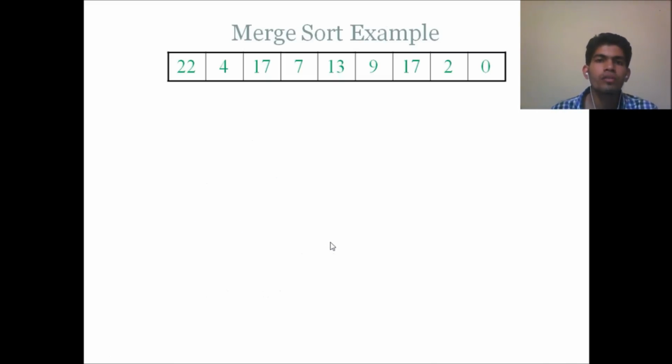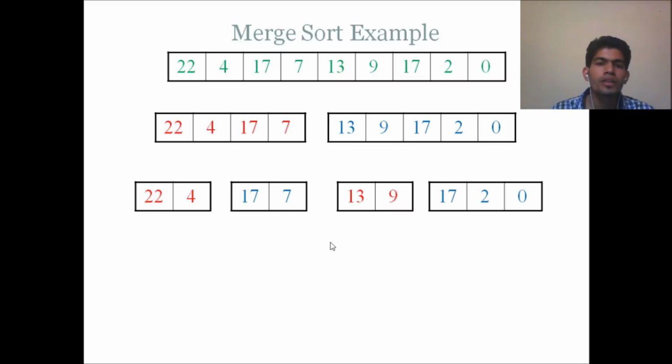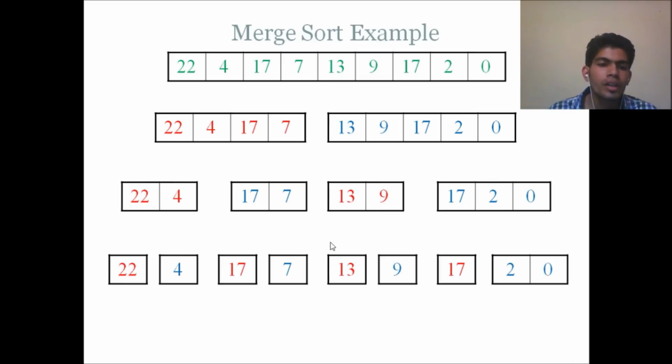Now let us get back to our example in which we were sorting an unsorted array. We have divided this array into two subarrays. Let us do the same for the third level too. Let us divide the subarrays into other subarrays and do this for the fourth level too. Now you have single elements 22, 4, 17, 7. Keep in mind that every single element itself is sorted. Let us do this for the fifth level too to get 2 and 0 also.